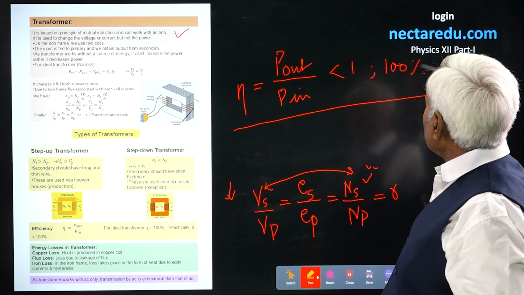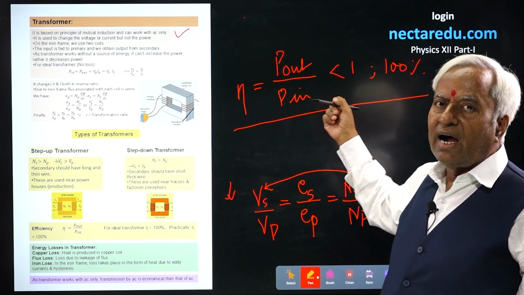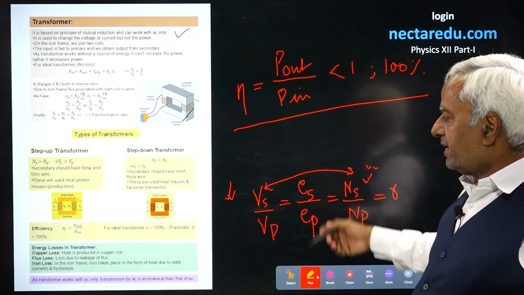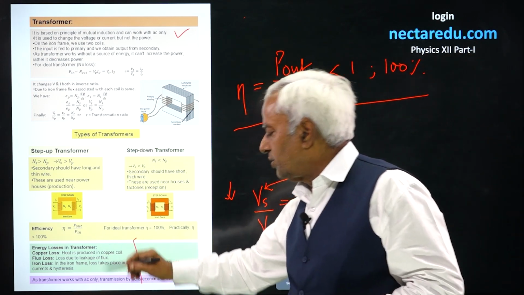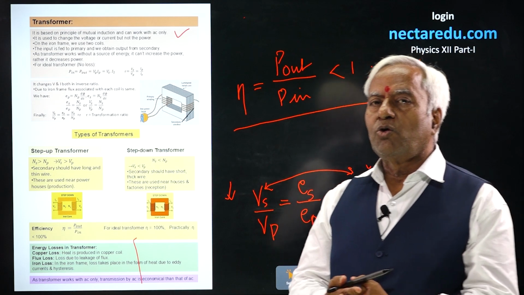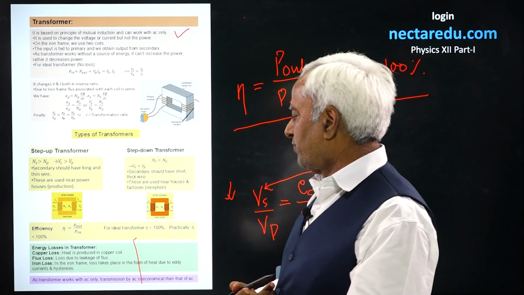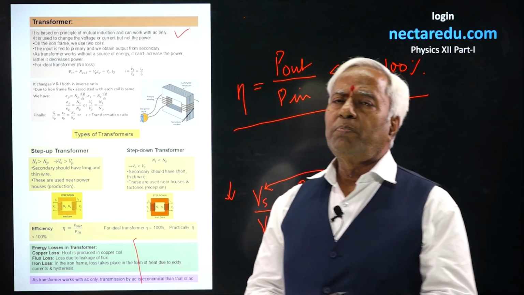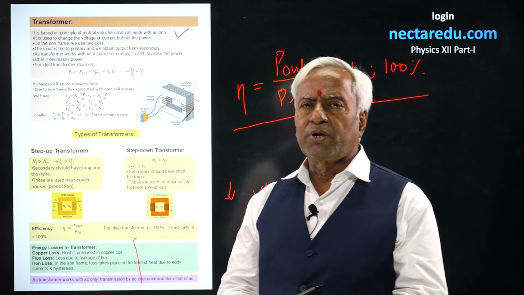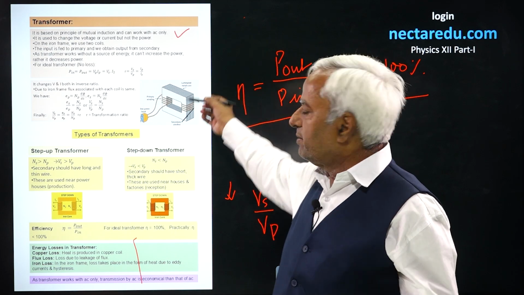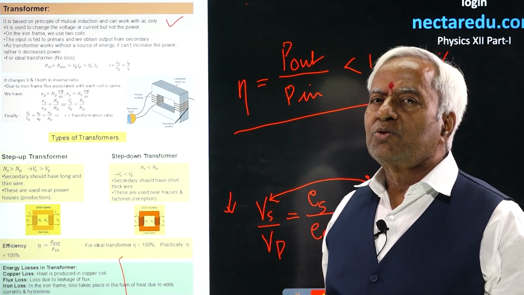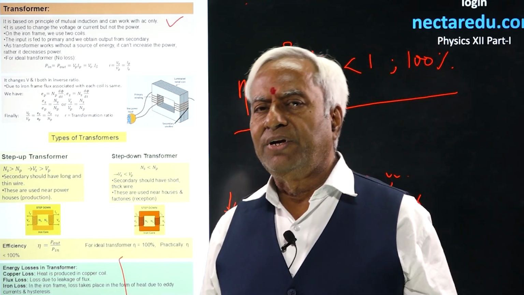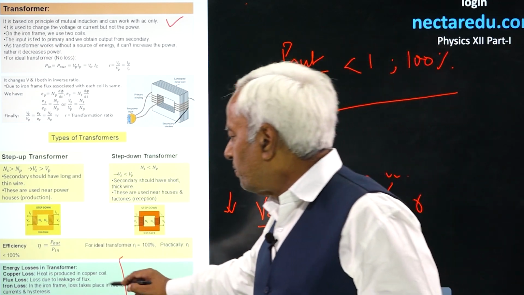So efficiency is going to be output upon input, and that will obviously be less than 1, that is 100%. Now, this reduction in output is always attributed to these losses. These losses are copper loss, leakage loss, or flux loss, you might say, and then iron loss. Copper loss means in the copper coils, both are copper coils, primary and secondary, heat is produced because of eddy current. So, there is copper loss.